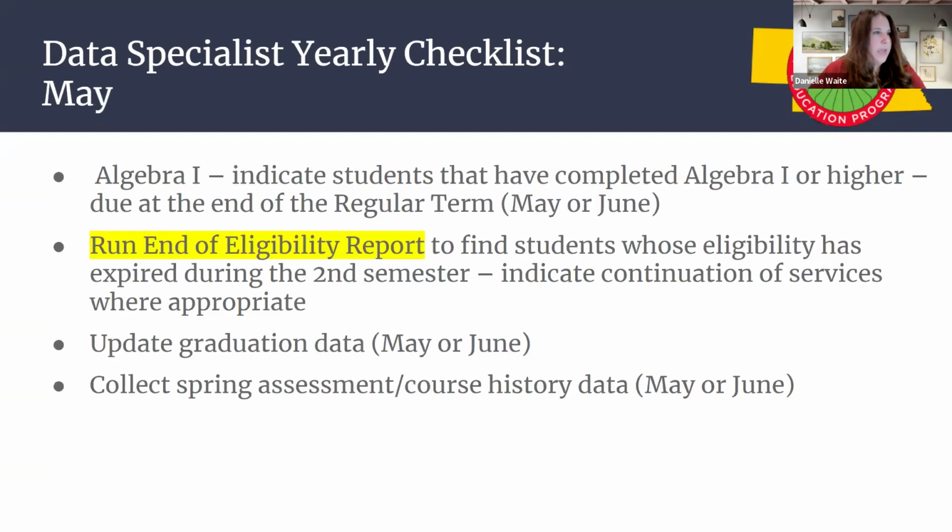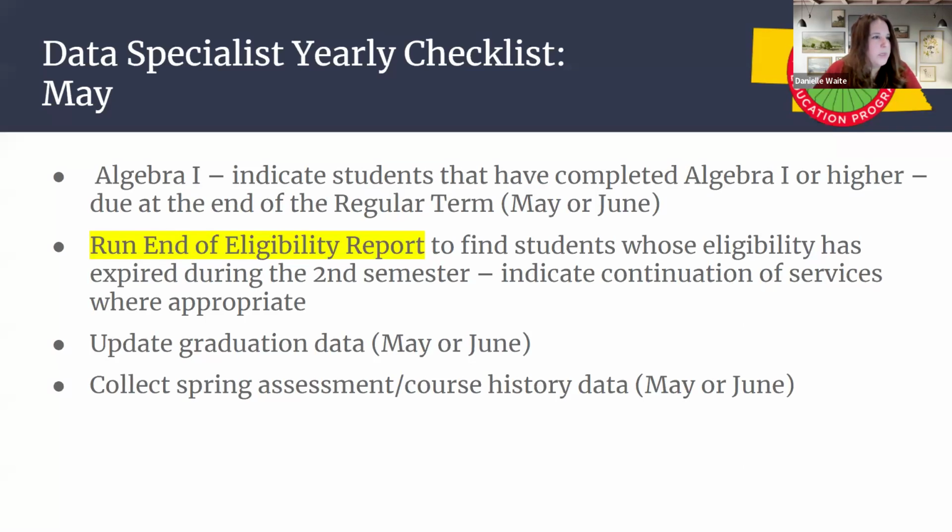And then we have for May, so the end of the school year, usually. So Algebra 1, checking on that, and I have that on May or June, checking the students that have completed Algebra 1 or higher, and entering that flag in MIS 2000 would be good to do around this time. An end of eligibility report, I have that to run in May.